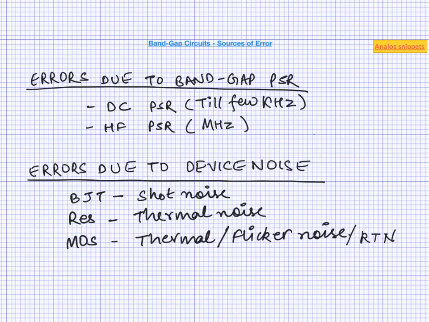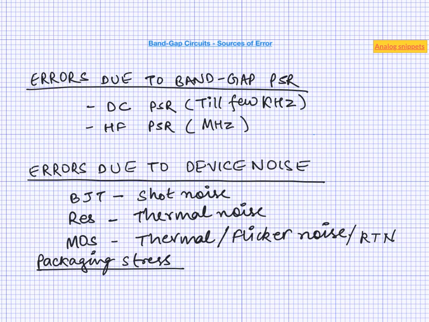Packaging stress is another source of error in the bandgap circuits. To minimize packaging stress, bandgaps are often put in the center of the chip, that is away from the I/O pad ring, and bumps or asymmetrical routing is avoided over the bandgap circuits.